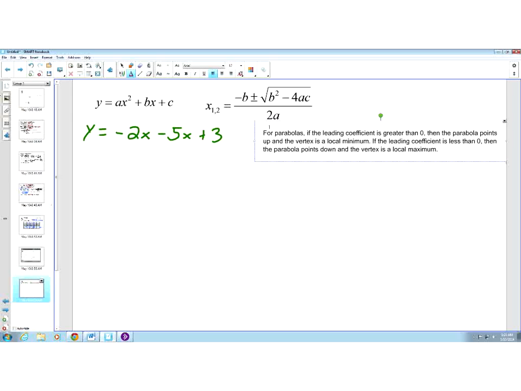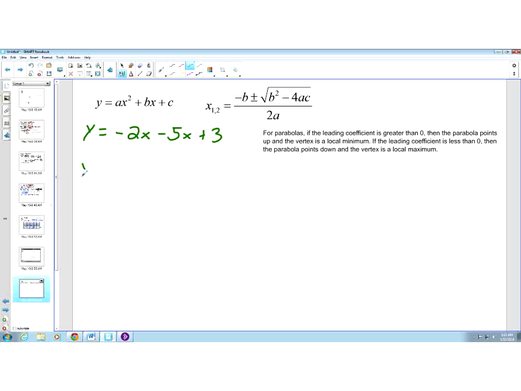So in this case, for this example, the vertex will be a local maximum. And we can use the quadratic formula to find the x-intercepts, or we can factor this parabola. And so let's try factoring it. Let's do both, use both techniques as a means of review.